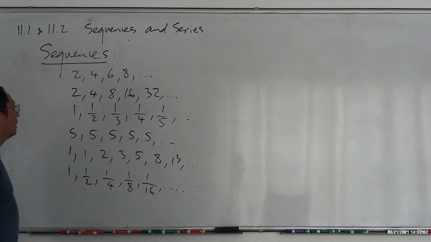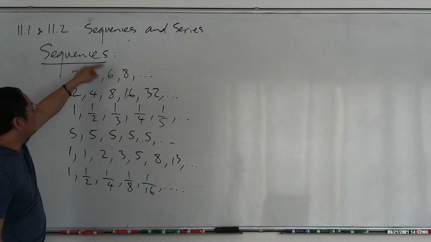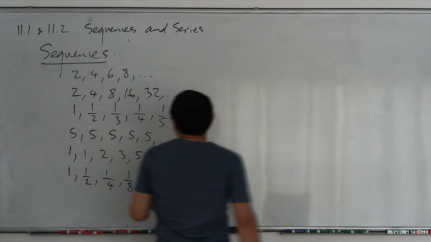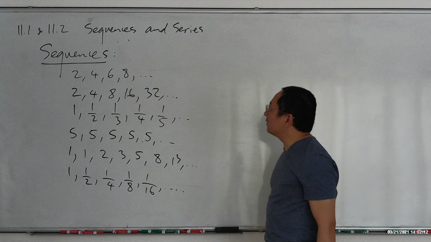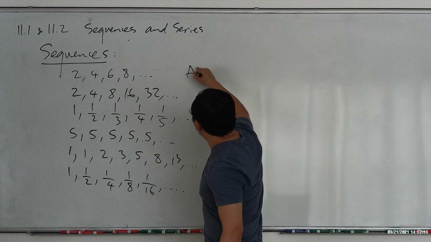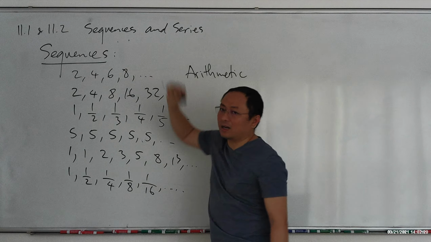So this first sequence right here, you keep adding 2 to get the next term. Keep adding a number to get the next term. If you add a constant to get the next term, you learned from pre-calculus, this is called the arithmetic sequence. Keep adding a constant.